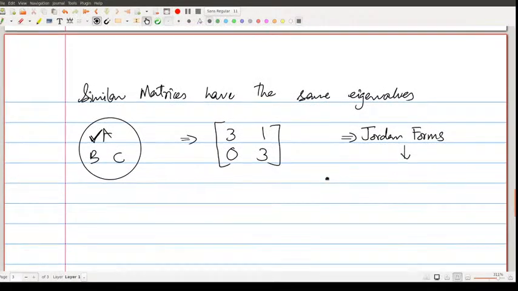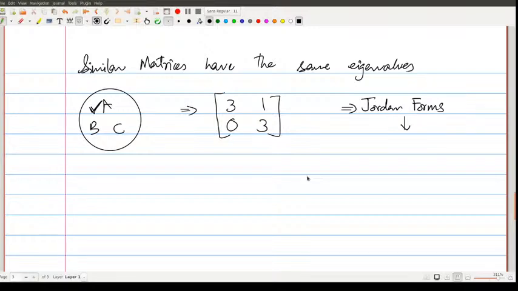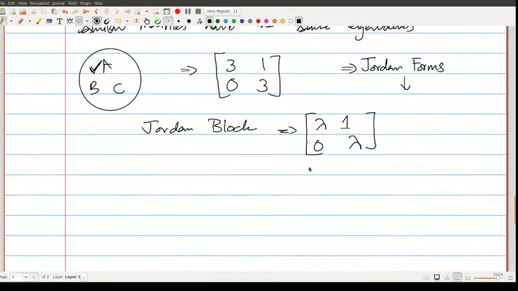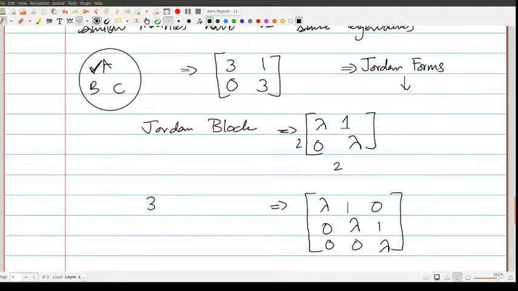So let's construct another example perhaps. A Jordan block looks like the following. If you have a repeated value, it's just the same repeated value lambda on the diagonal and a 1 above it, right? This is a 2 by 2 Jordan block. A 3 by 3 Jordan block could be as follows: lambda, lambda, lambda on the diagonal, 1, 1 above, and 0s elsewhere. This is a 3 by 3 Jordan block.